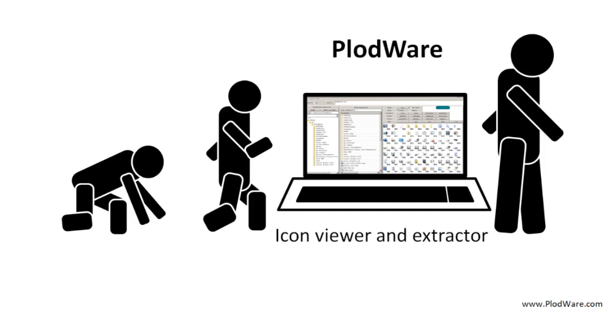I'm going to spend maybe 8-9 minutes showing you how to use an icon viewer and extractor that I wrote. It runs on Windows. It's not very big. It's about 2.5 megabytes. It does not require any installation. Just download it, take it out of the zip and run it.